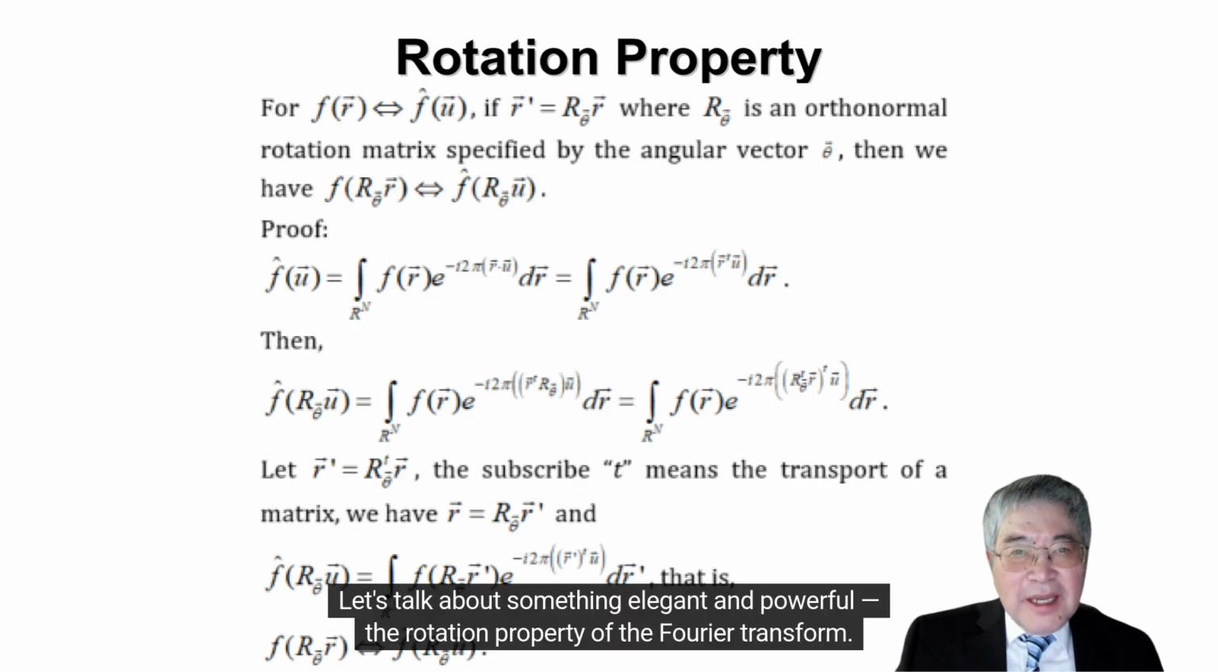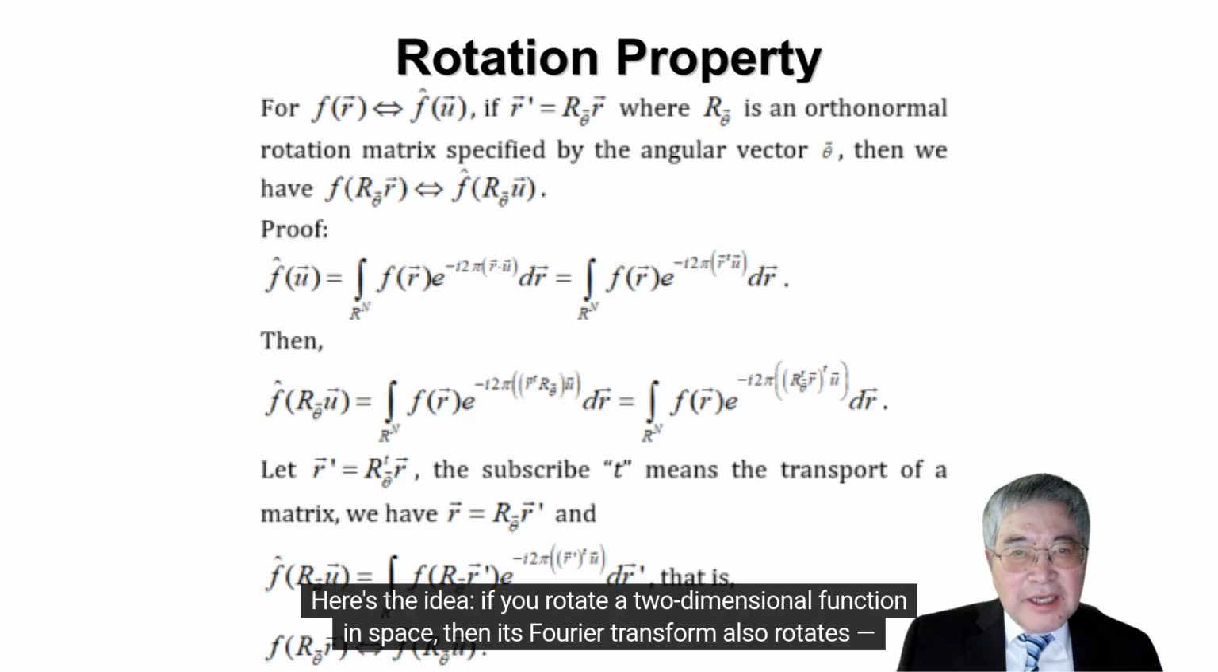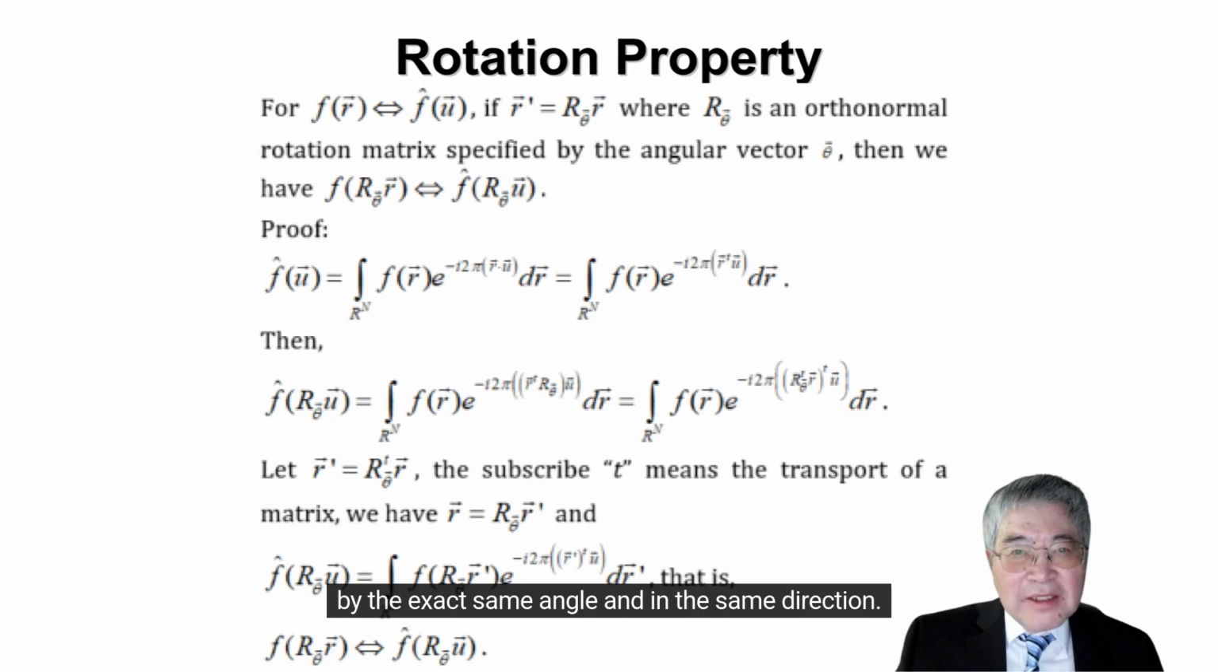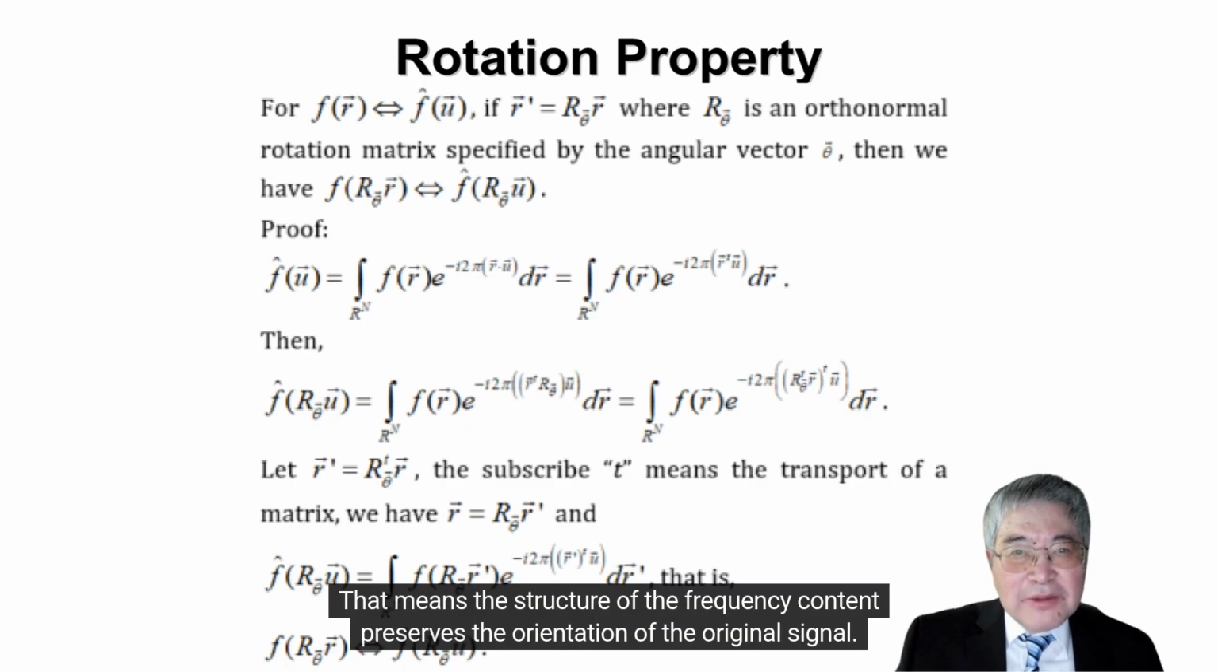Let's talk about something elegant and powerful: the rotation property of the Fourier transform. Here's the idea: if you rotate a two-dimensional function in space, then its Fourier transform also rotates by the exact same angle and in the same direction. That means the structure of the frequency content preserves the orientation of the original signal.